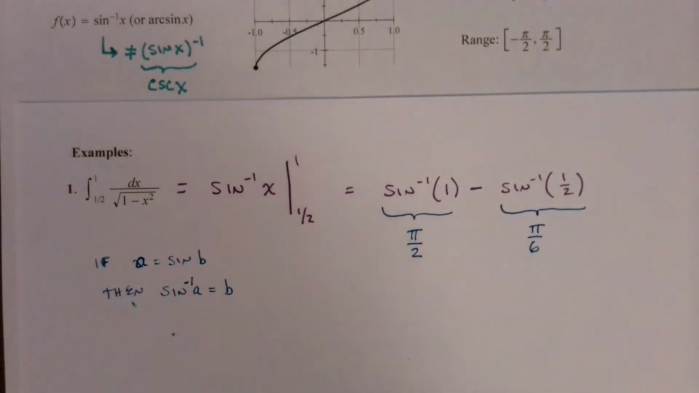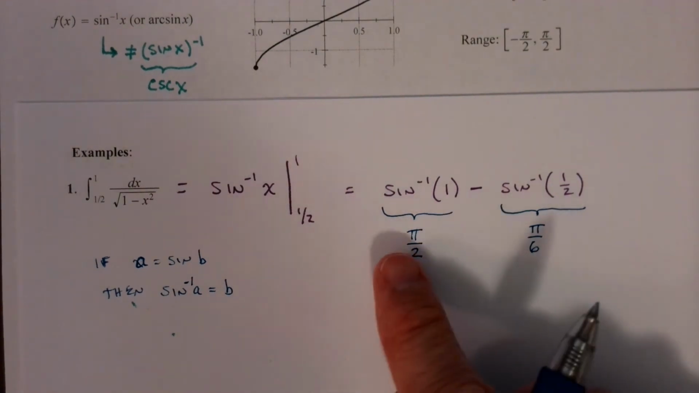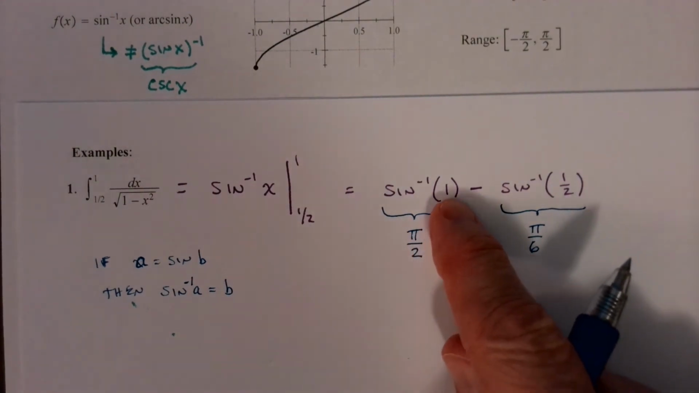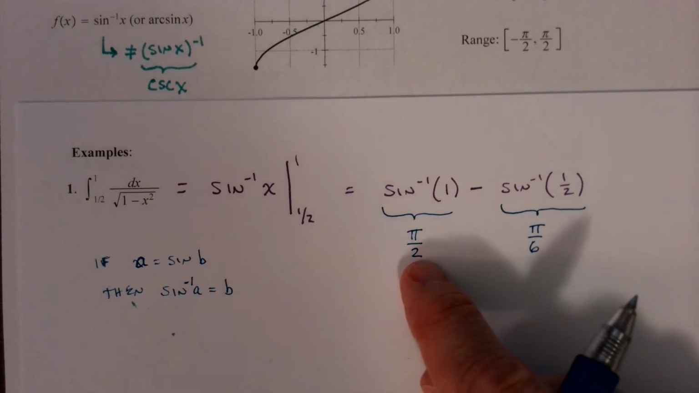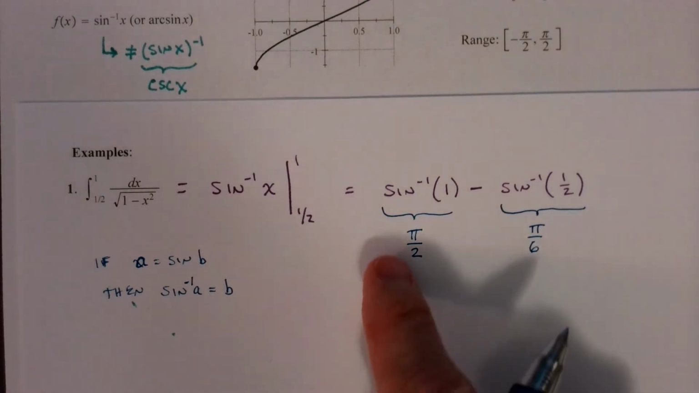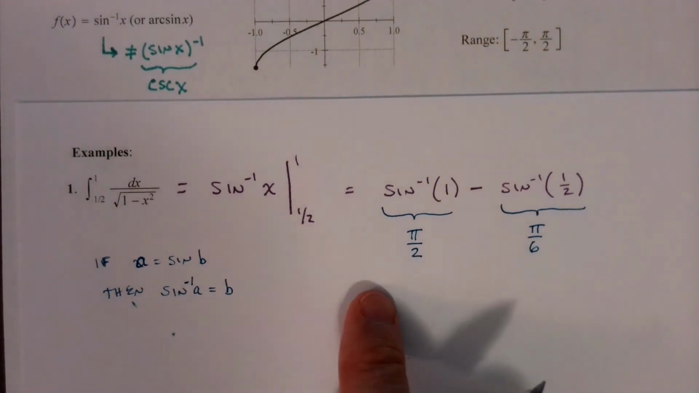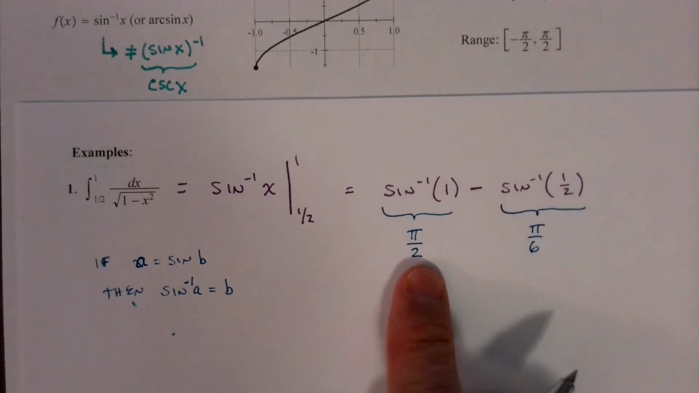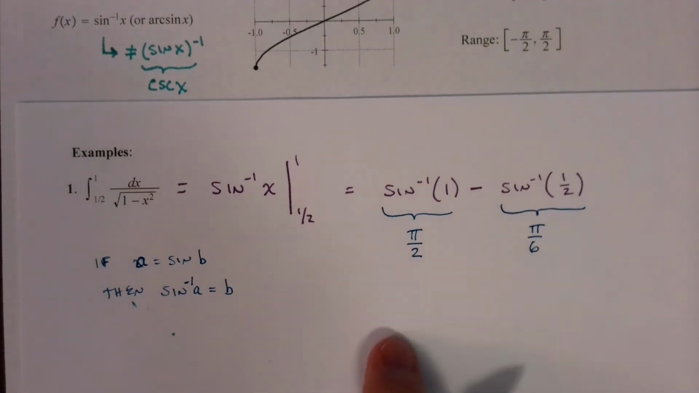Of course, you're going to be looking for what? The sine is the y-coordinate. When the y-coordinate is 1, where are you at? You're at the top of that unit circle, at the point 0, 1. That's at pi over 2, so that's why we get this. At 1 half, the angle is pi over 6.